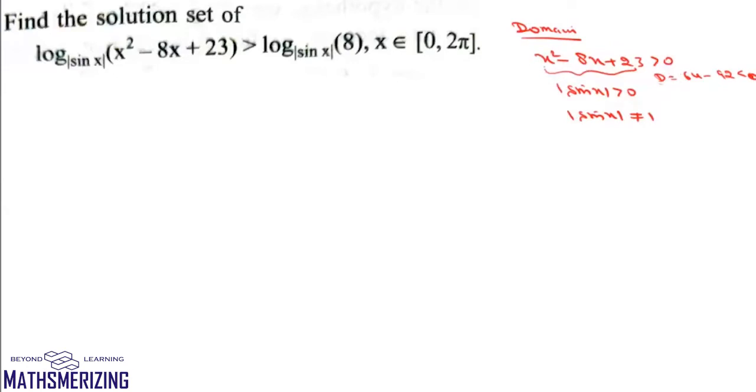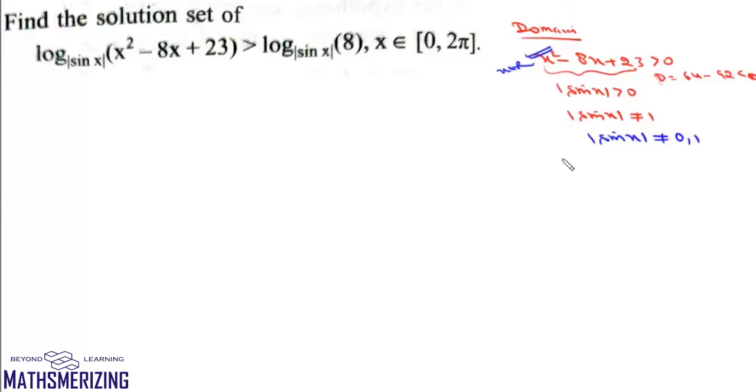So that means this is true for all x belongs to R. Now mod sin x is always positive. So that means we'll get the condition as, this mod sin x should not be 0 or 1. Now we'll solve this inequality.